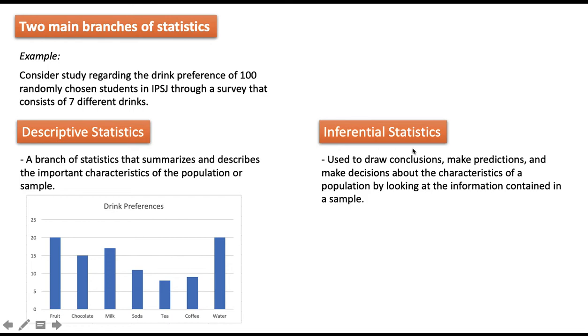While in inferential statistics, we are now making a conclusion. From this survey, from this data, we are making a conclusion. Therefore, we can conclude that around 20% of the students in IPSJ prefer water. You can also say 20% of them preferred fruits. So we are making a conclusion based on the sample. We are describing the whole population based on the sample.